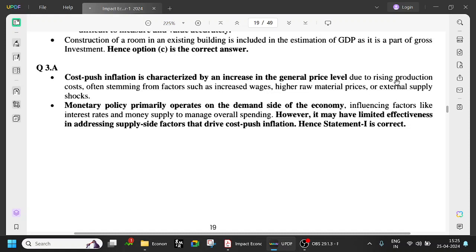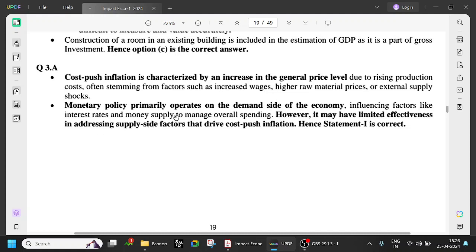Okay, external supply shocks. For example, you want to make computers, laptops, so you need semiconductors from China, Taiwan, etc. Suddenly, if they stop exporting, then obviously your production will reduce. That is an external supply shock. Because of all these reasons, there is an increase in the price level. So that which used to cost 100 rupees is now crossing 150. That increase due to these factors is called cost push. So the cost is being pushed.